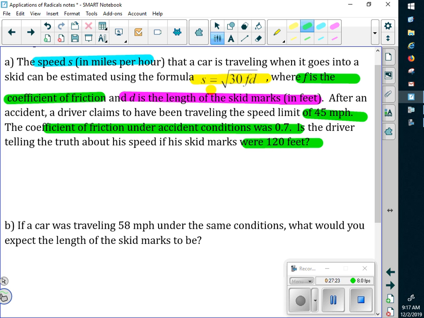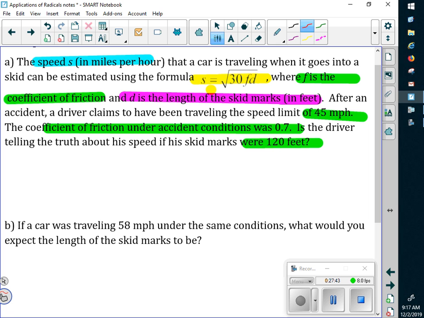Is the driver telling the truth? S equals the square root of 30 times... Okay, so Gavin wants to find his speed, right? Gavin wants to find his speed, I agree. He claims he was going 45, but we're going to see for sure.